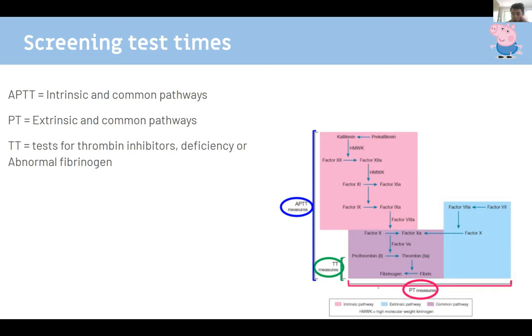You have something called thrombin time, which is just the conversion of prothrombin to thrombin to lead to fibrinogen. And this is an important measure as well, just to see how your clot formation is going. Important to remember, APTT and PT include the common pathway. They have their own unique internal and external pathways, and they include the common pathway. Make sense? Good.